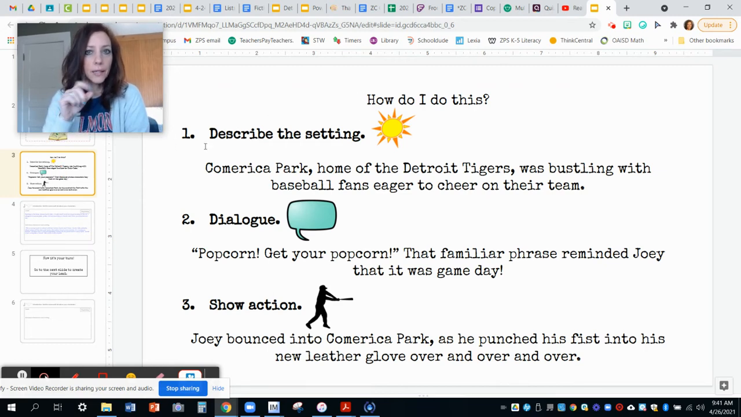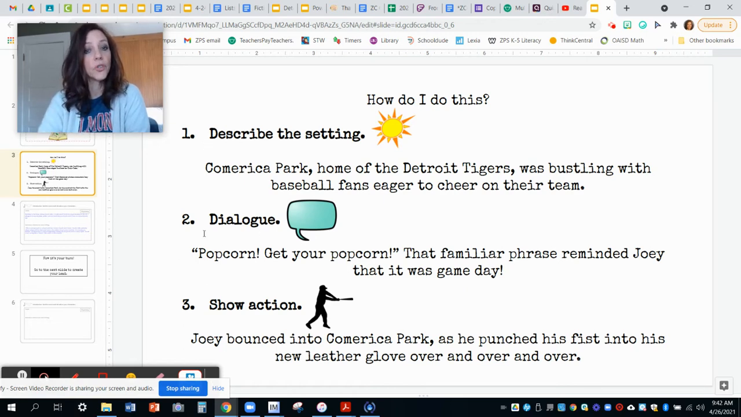Okay. One lead that you can use is describing your setting. So thinking about the location and where your story takes place. So here's an example. This is a lead that describes the setting. It says, "Comerica Park, home of the Detroit Tigers, was bustling with baseball fans eager to cheer on their team." So that's the first thing that your reader is going to read, and it kind of hooks them. Ooh, I know this is going to be about baseball. We're talking about the place, which is Comerica Park. It's probably spring or summer, right, with baseball season. And it goes on to describe the setting. Now, that's just one sentence to get started.